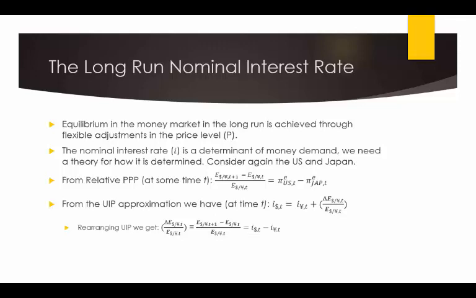We next introduce the UIP condition, using its approximation form, which equates the interest rate in one country to the interest rate in the other country plus the expected depreciation of the exchange rate. So rearranging the UIP condition gives us the expected depreciation of the exchange rate as equal to the interest rate differential in the two countries.